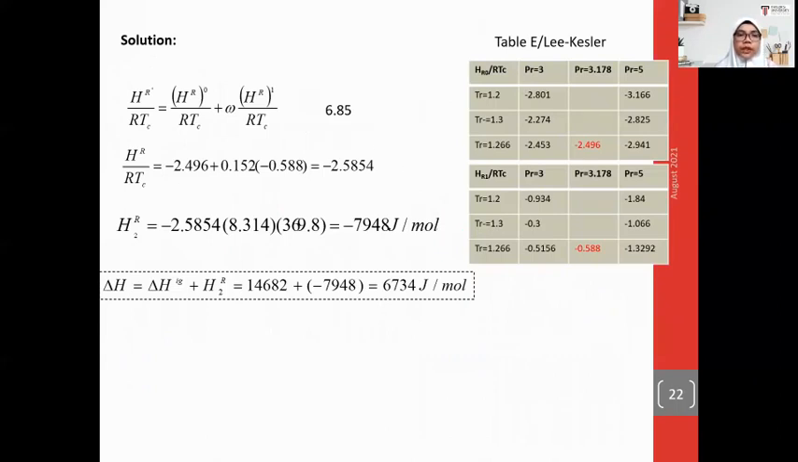And then next, to determine the residual enthalpy, this is the equation to solve it. We need to define HR over RTC. This value can also be obtained from your table, so you need to perform the interpolation here. You may refer to this table E as well. After that, you can obtain the residual enthalpy by multiplying by the universal gas constant R and also the TC. Finally, totaling the delta Hig, the enthalpy at ideal gas, and the residual for your second state, we can obtain the delta H.